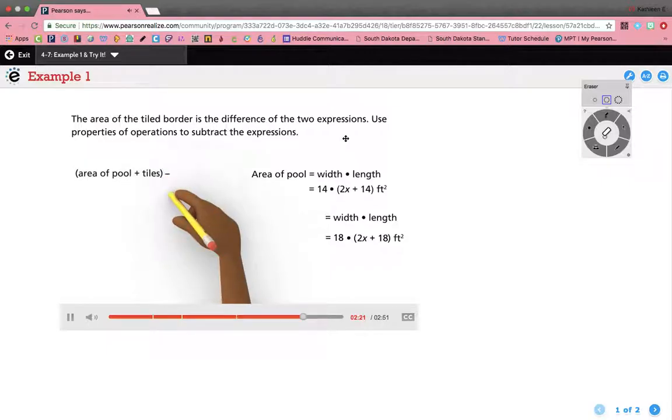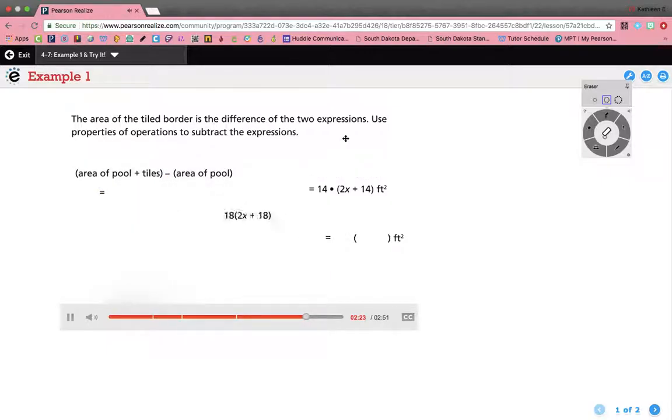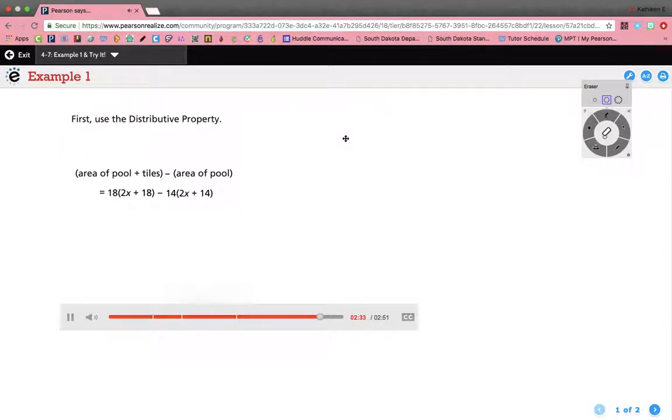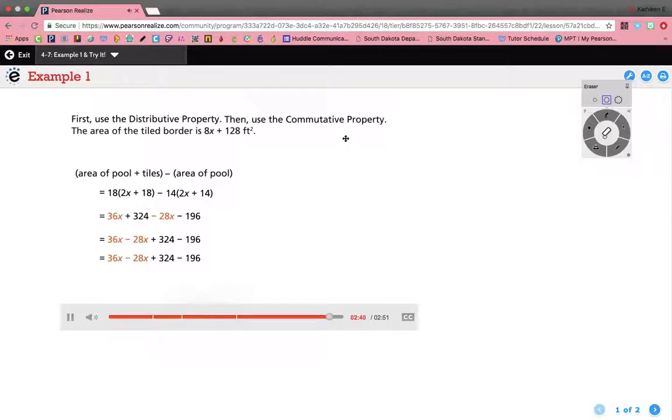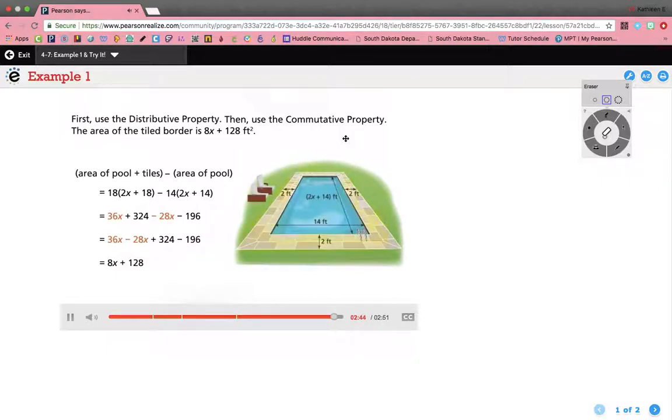The area of the tiled border is the difference of the two expressions. We need to use properties of operations to subtract the expressions and simplify the result. First, use the distributive property. Then, use the commutative property. Now, simplify to get the answer. The area of the tiled border is 8 times x plus 128 square feet.